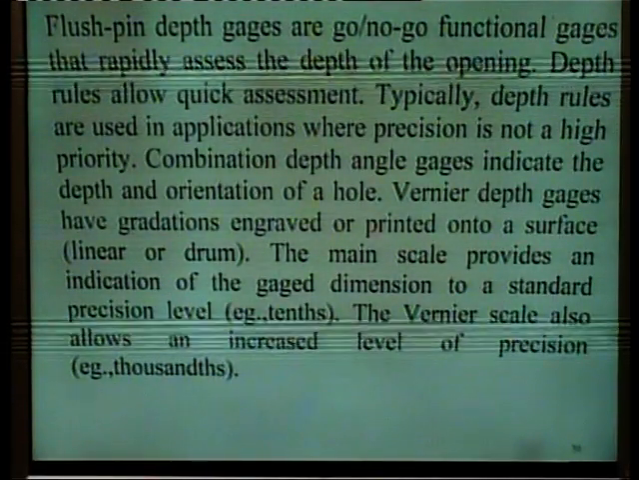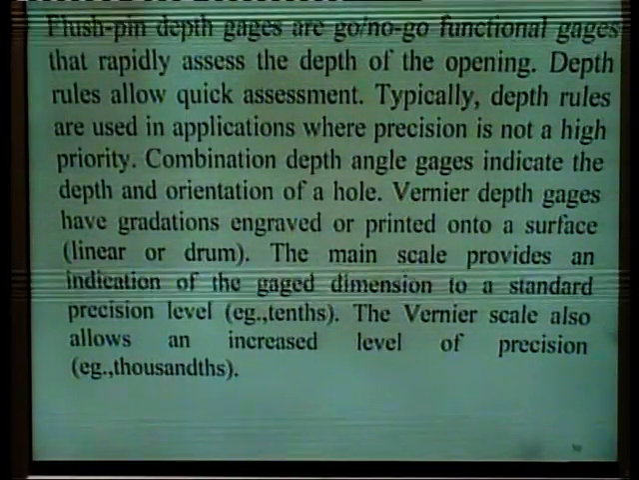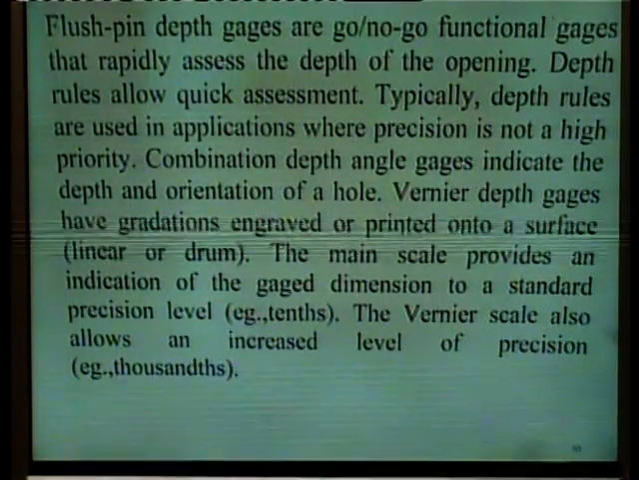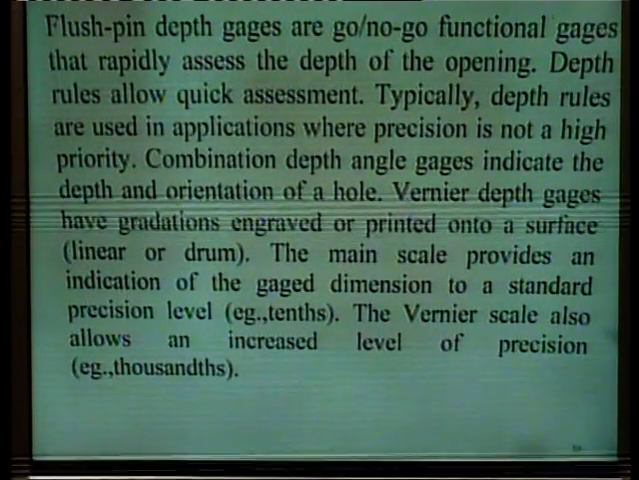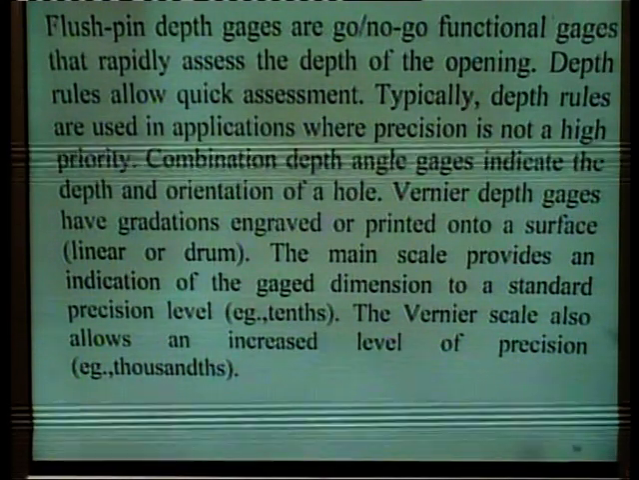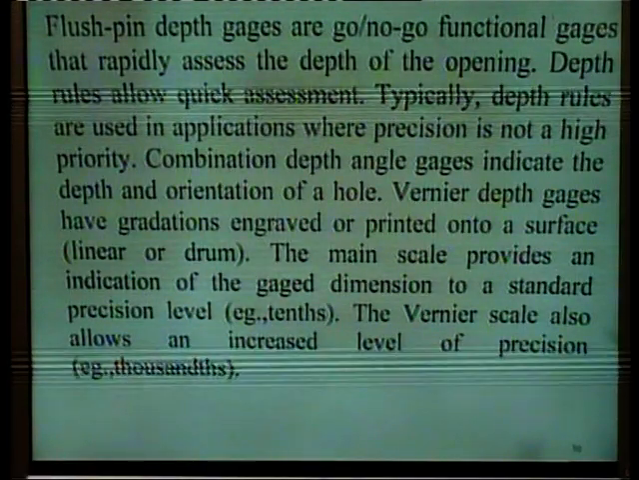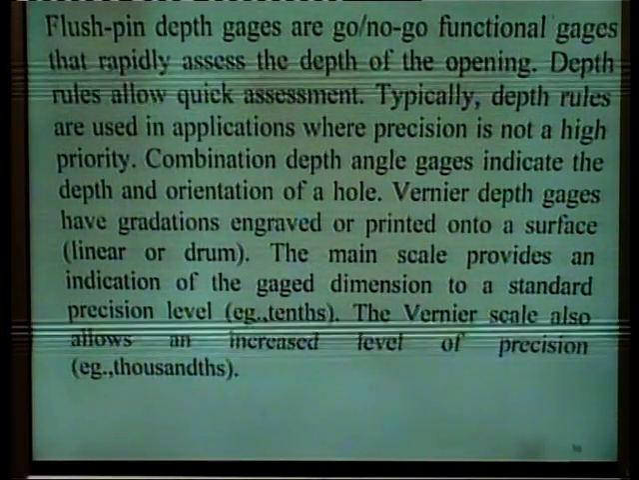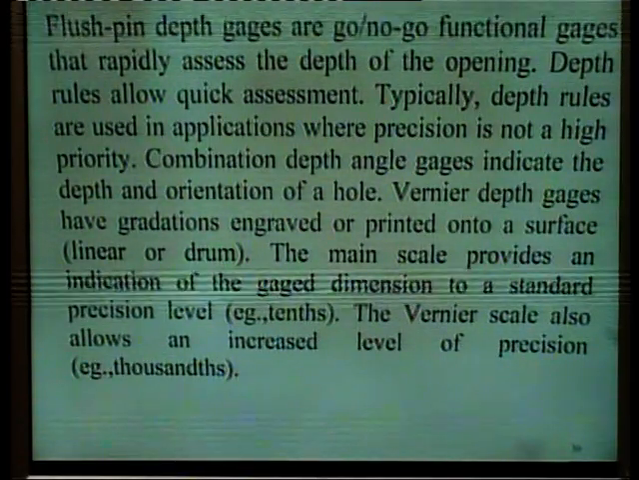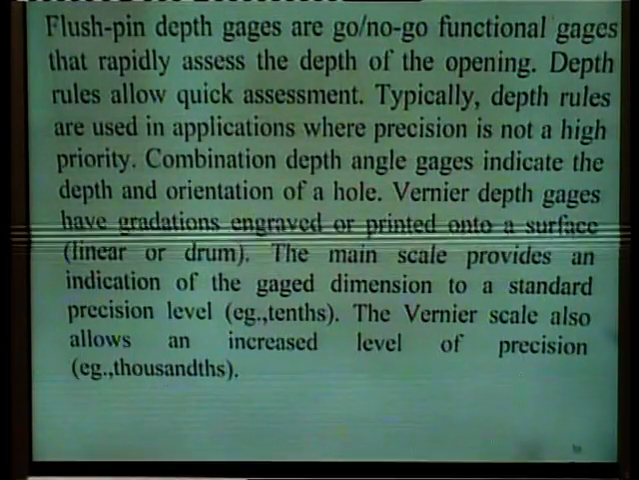Flush pin depth gauges are go/no-go functional gauges that rapidly assess the depth of an opening. Depth rules allow quick assessment. Typically depth rules are used in applications where precision is not a high priority. Combination depth angle gauges indicate the depth and orientation of a hole.